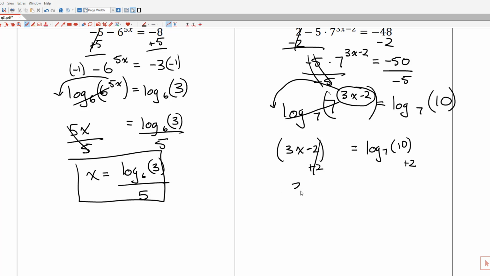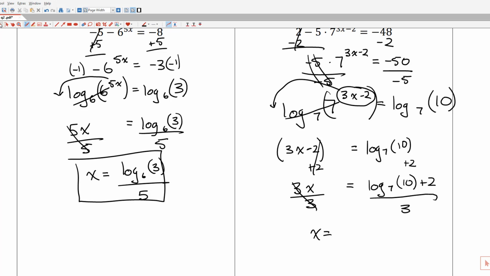Those are gone. Yes, you have a 3x on the left-hand side of our equation. On the right-hand side, we have a log base 7 of 10, and then we add 2, plus 2, outside the parentheses. Finally, divide by 3, divide by 3, and we have x isolated. X is equal to that thing.